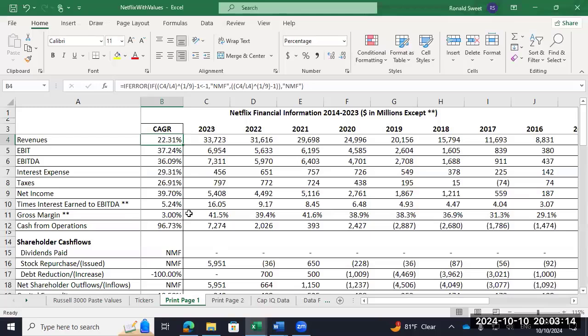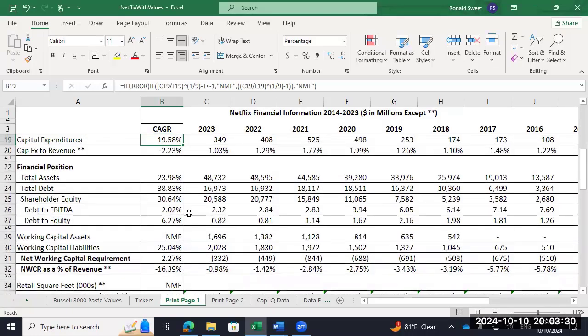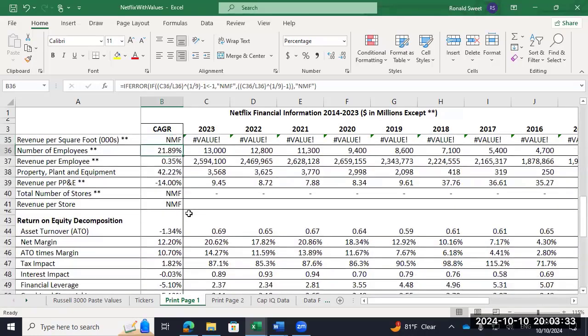So Netflix revenue's up 22%. Does that sound strong, weak? That's per year, average. Do you consider that average, above average, below average? I'm being facetious, so what's the obvious answer? Really strong. But where did it come from? All right, let's look at revenue per employee. Revenue per employee hasn't grown at all, 0.35%. Where's all their growth coming from?